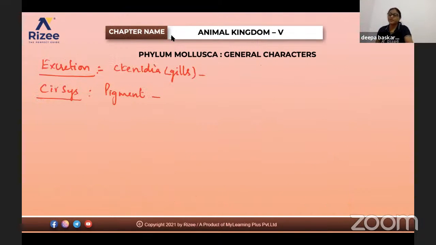Next is the pigment present in the blood of mollusks, which is hemocyanin. This hemocyanin has copper. As we have iron in hemoglobin, hemocyanin is the pigment which is present in some arthropods also. Clear? You have to say colorless blood, not white color.